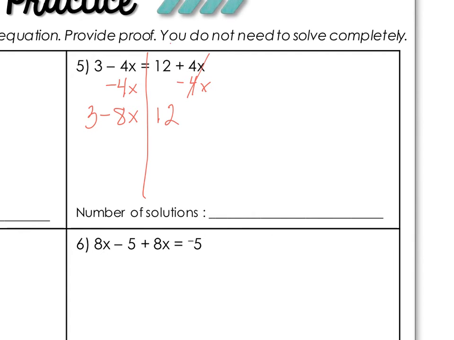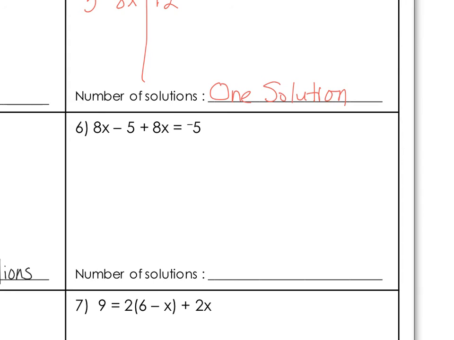Again, as the directions stated, you do not need to solve these equations. We're just determining one, none, or infinite. I looked, the variable term was eliminated from the right-hand side, but not the left-hand side. This would have one solution.